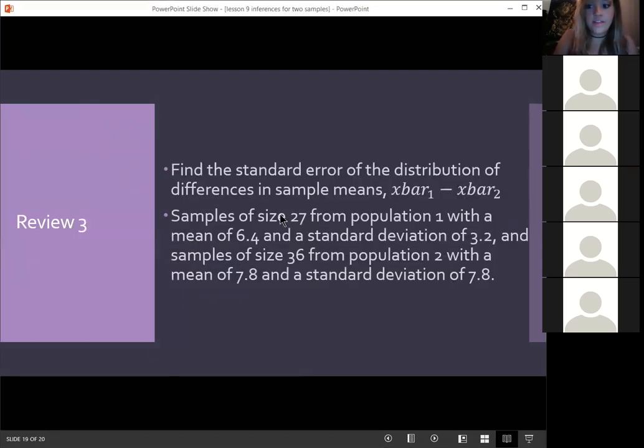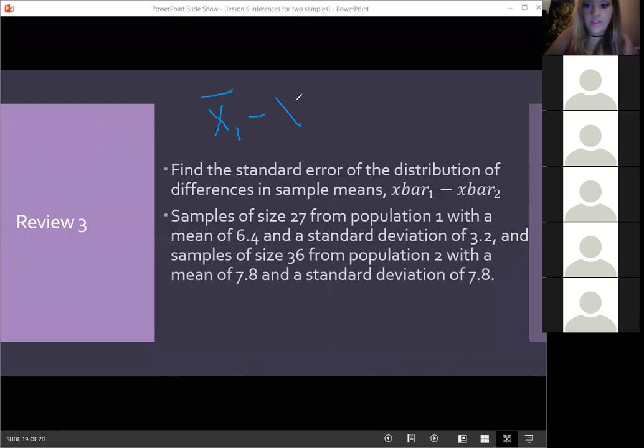All right, find the standard error of the distribution of the sample mean. I couldn't figure out how to do the equations here. It was giving me some struggles. So it's going to be x bar 1 minus x bar 2. That's what this is saying up here. So we have samples of size 27 from population 1 with a mean of 6.4, standard deviation of 3.2, and samples of size 36 from population 2 with a mean of 7.2 and a standard deviation of 7.8. So I'm asking you to find the standard error of this distribution of these sample means. So try to do this one. If you're stuck, obviously let me know and we will go ahead and try it out together.